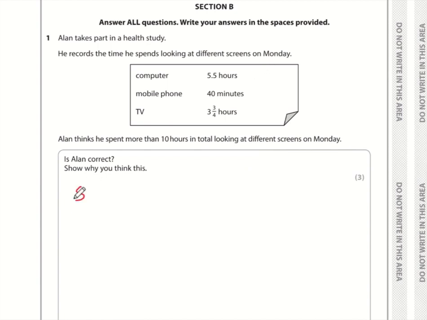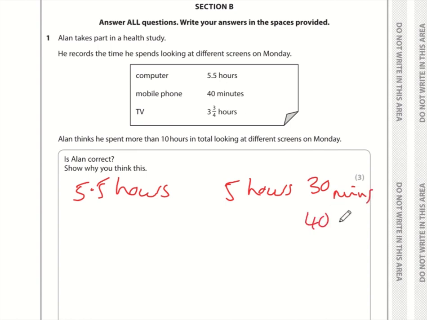Now, these times have been presented in different ways. 5.5 hours, we need to remember that this is not 5 hours 5 minutes or 5 hours 50 minutes. 0.5 is a half, so that is 5 hours and 30 minutes. We've also got 40 minutes for the mobile phone, and 3 3/4 hours, well, 3/4 of an hour is 45 minutes.